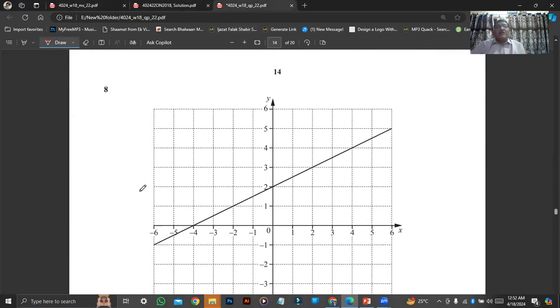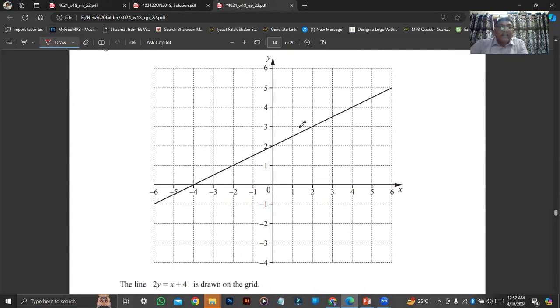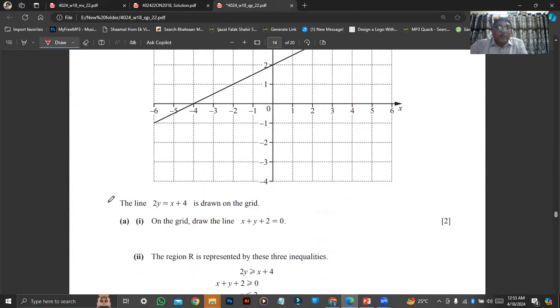Now we are on question number 8. So here a grid is given, a line is drawn here. Its y-intercept is 2 and it has a positive slope. The line 2y equals x plus 4 is drawn on the grid. Question number 8, part A, its first portion. On the grid, draw the line x plus y plus 2 equals 0. So I will make y equals minus x minus 2.